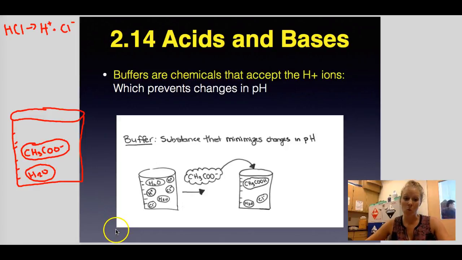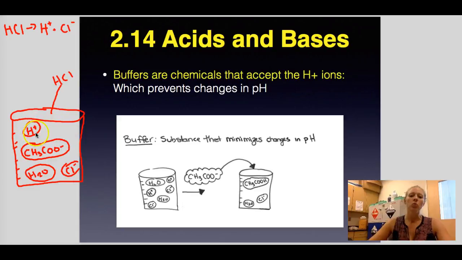So I'm going to add more hydrochloric acid into this solution, and let's look at what happens. The HCl goes in here, and as you already know, it's going to dissociate into H plus, and let me circle that, and Cl minus. While chlorine is important, it's not important to this discussion, so we just recognize that it's here.